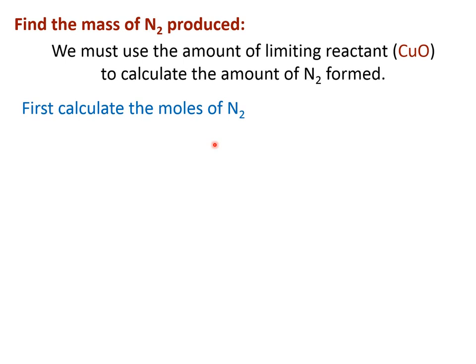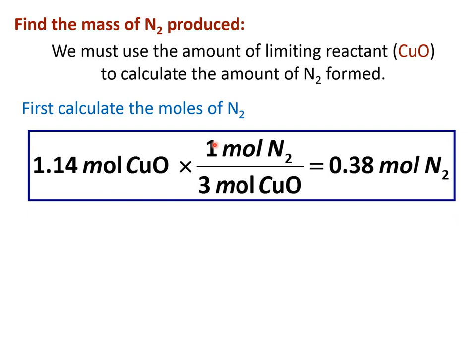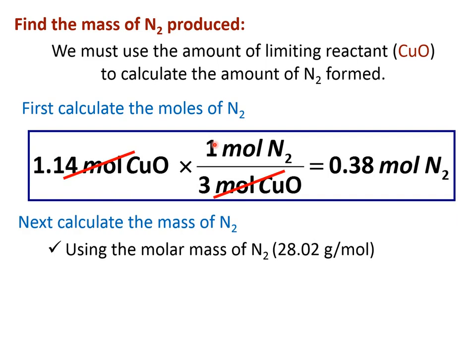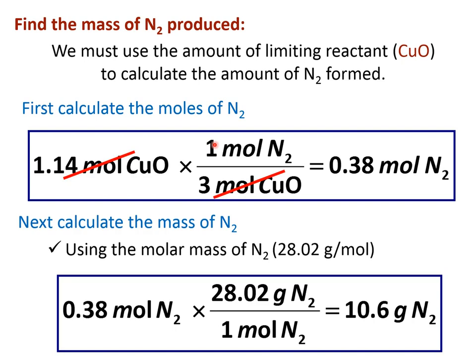So you apply this to calculate the number of moles of nitrogen. And if you want to convert it to mass, you multiply it by the molar mass of nitrogen. So overall, we will have 10.6 gram of nitrogen. The percent yield: we calculated in the last example the mass of nitrogen. This is the theoretical mass of nitrogen that you can obtain with calculations.